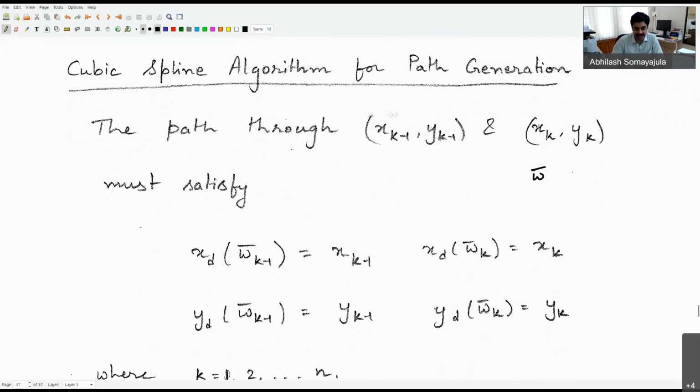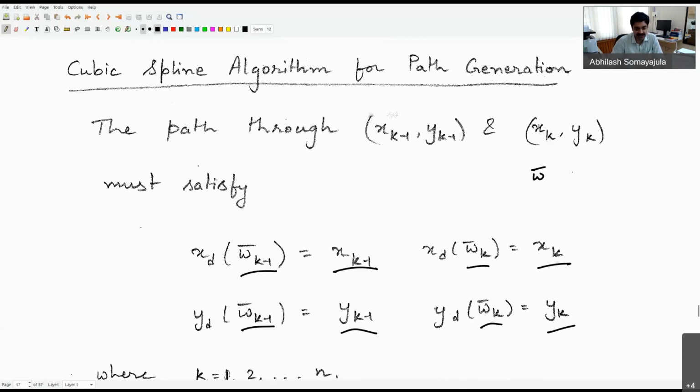And we were looking at the idea that the value of the desired path along the path variable, when omega is equal to omega bar k minus 1, must equal the x coordinate of the k minus 1th waypoint. And similarly, if we look at the y value at the same path variable, we should get the k minus 1th waypoint's y coordinate. The same should happen when I look at the omega k value. I should get the coordinates of the kth waypoint. So this ensures that continuity is there.